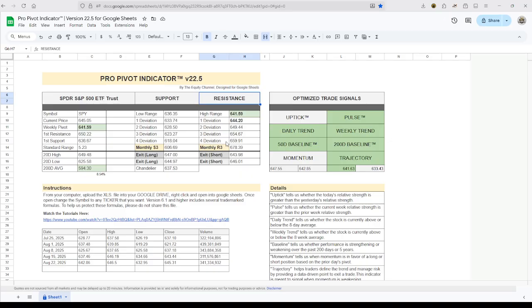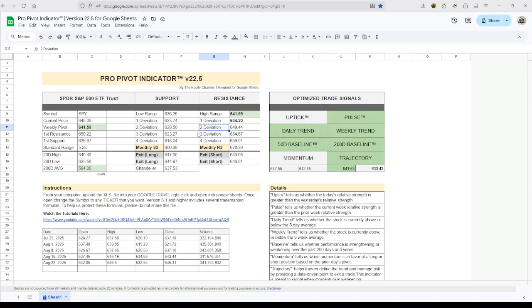So that's where standard deviations come in. We have deviation 1, deviation 2, deviation 3, and 4. Here's how this works. Typically, standard deviations are worked around the 20-day moving average. That's not something that I came up with. That's how they typically work.